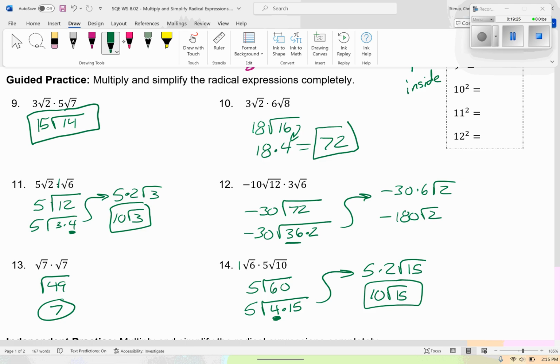Okay? So when we did this, we broke this down to this. We found that this is a perfect square. So the square root of 4 gives me 2. So it's no longer underneath. And then when it becomes outside, anything else outside gets multiplied.